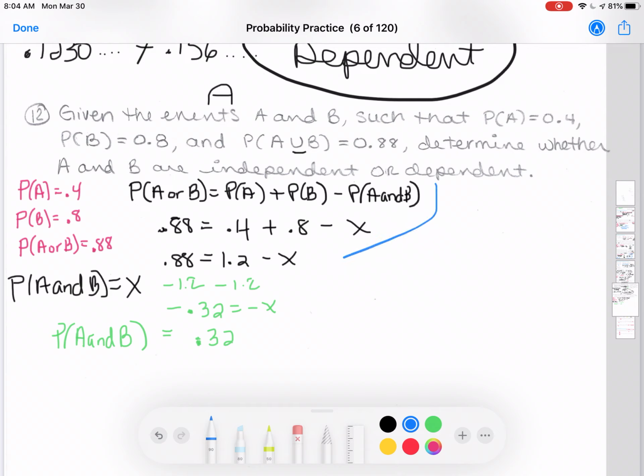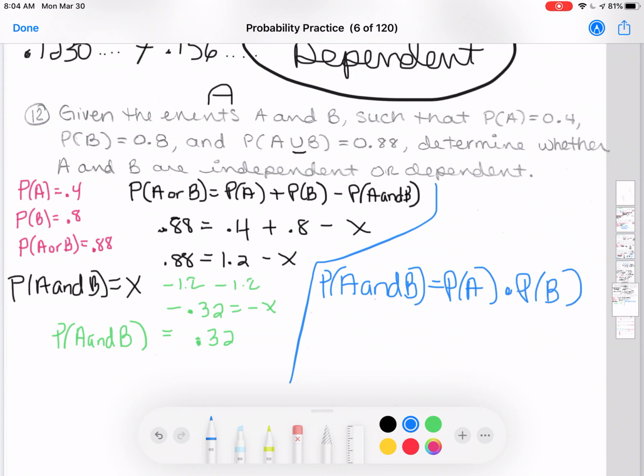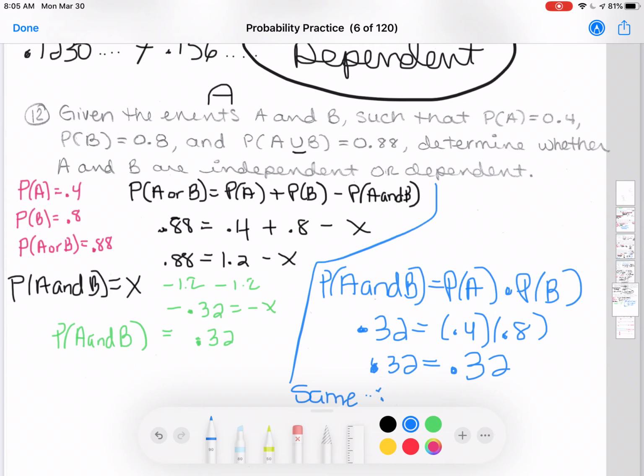Okay, so now you can use whatever rule you want to use. I think I'm going to use the product rule. So the probability of A and B is equal to the probability of A times the probability of B. But you can use conditional if you want to, it's just more work. So 0.32 is equal to 0.4 times 0.8. We get 0.32 is equal to 0.32. So we can say that these are the same, therefore independent.